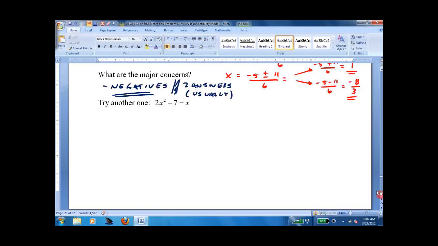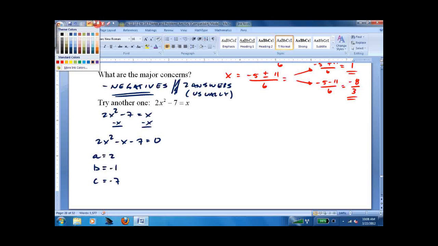So here's another one. 2x squared minus 7 equals x. Get everything over. a equals 2, b equals -1, c equals -7. You should try at this point to put it in yourself. I would pause the recording. And now I'll do it.